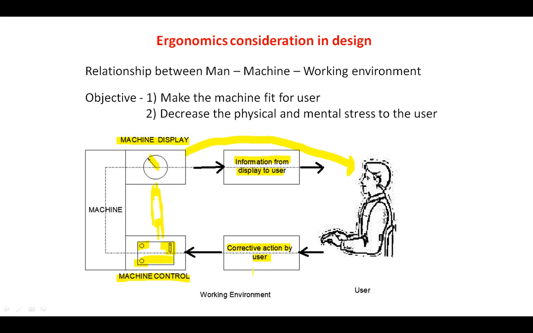So basically in a machine, in any machine, I am talking about a general system, there are two contact points between the machine and a user.